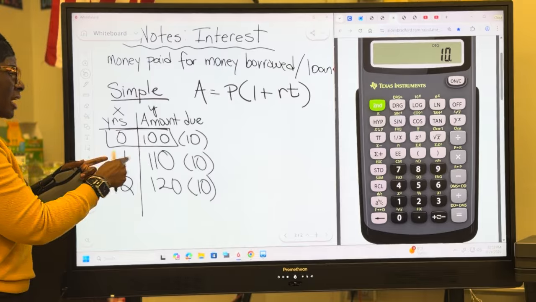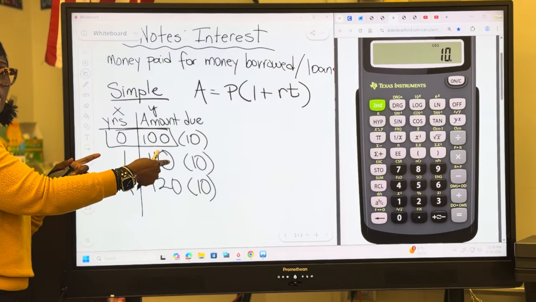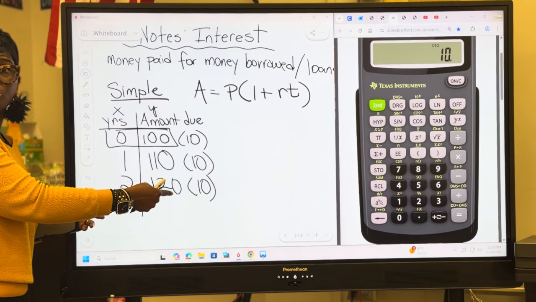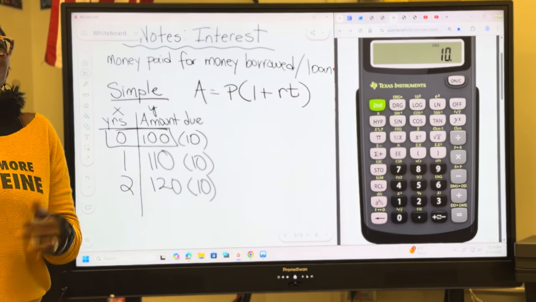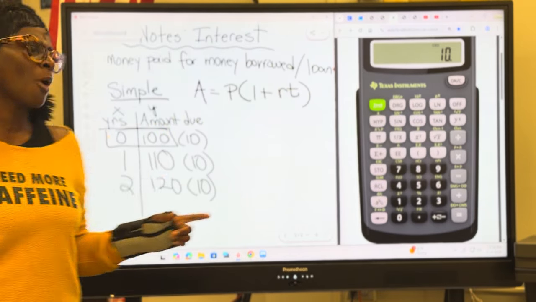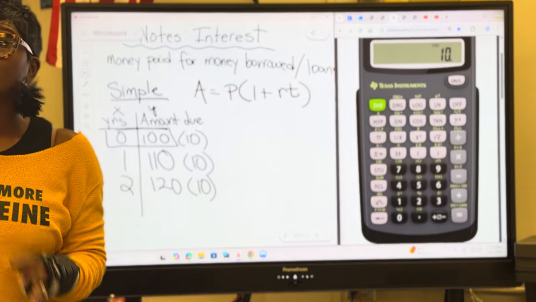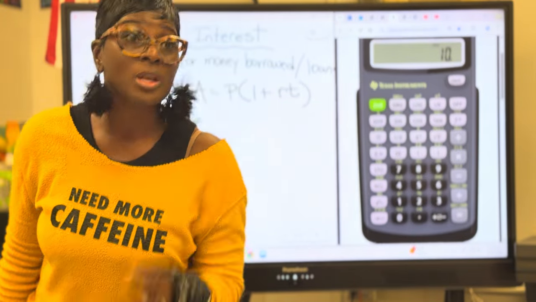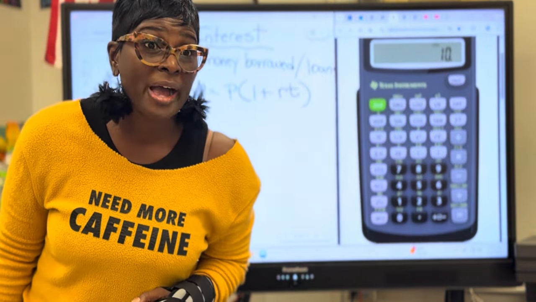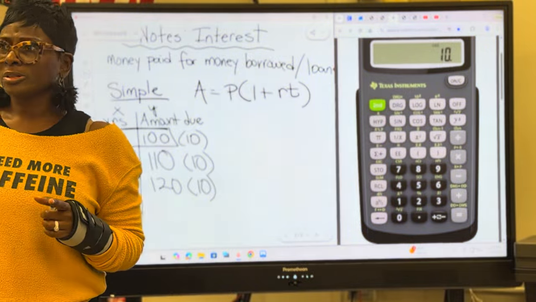Because at the end of year 1, he owes me what? At the beginning of year 2, he owes me 110. At the end of year 2, he owes me what? 120. So it doesn't matter how much he owes me. I'm not charging him on 110. I'm not charging him interest on the extra 20. I'm only charging him interest on the money that you initially what? Borrowed. Are you all following me?